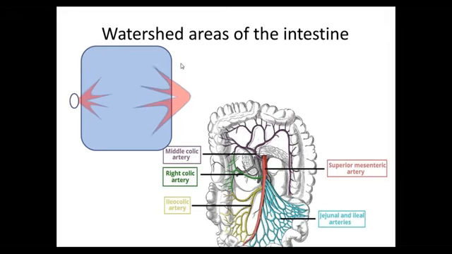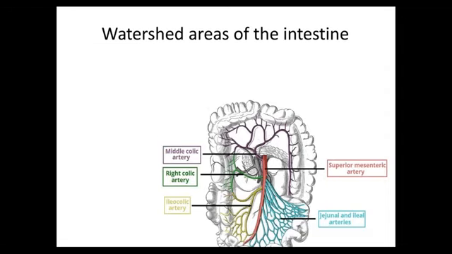But if the blood supply decreased globally due to shock or ischemia, the watershed area will be the first susceptible area affected by decreased blood supply. In the intestine, there are four main areas of watershed: ileocecal area, hepatic flexure, splenic flexure, and the terminal part or the lower part of the descending colon.